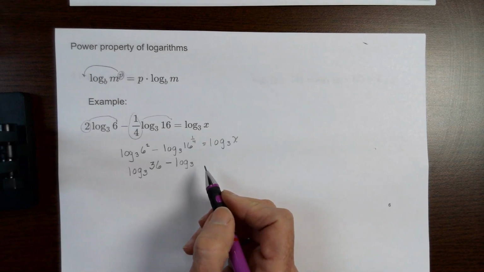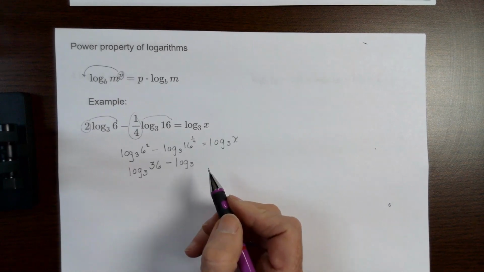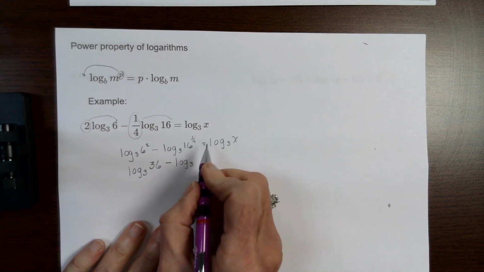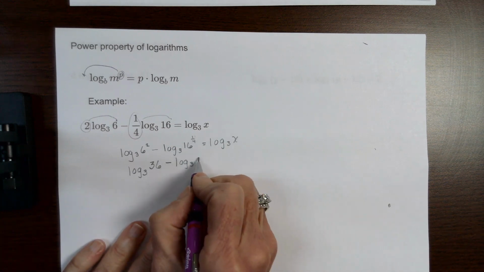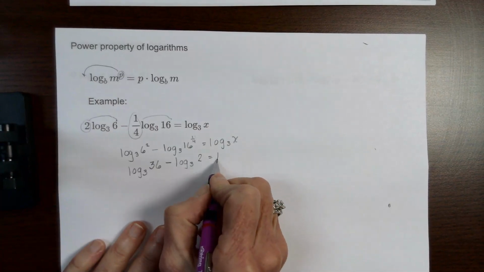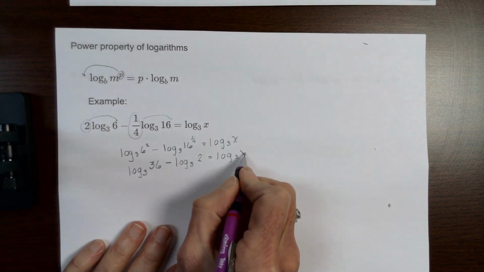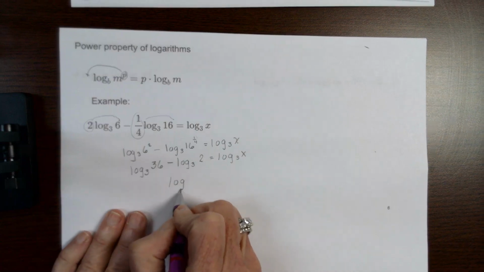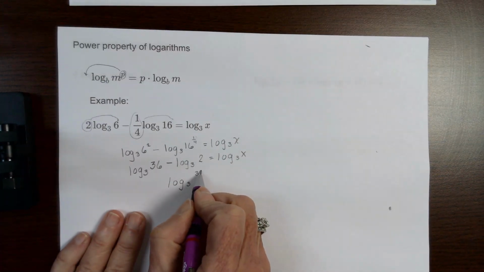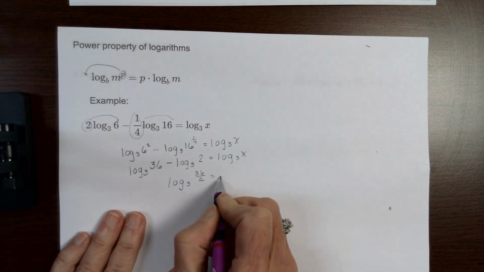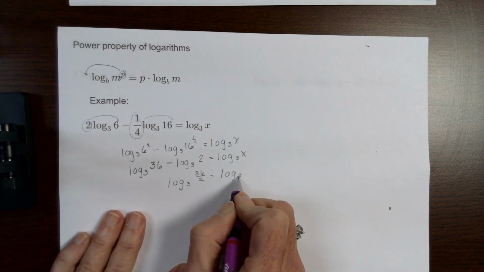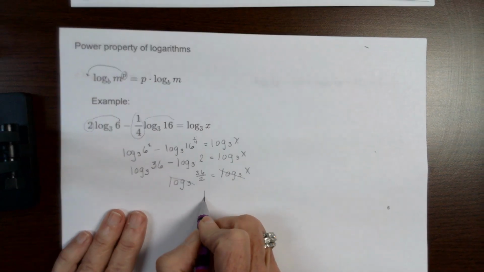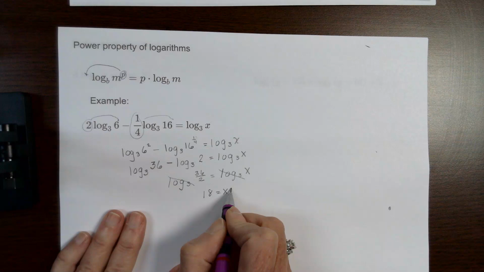If you remember right, the fraction in the exponent means that that's a 4th root. If that had been 1/2, it would have been a square root. But the 4th root of 16 is 2. So remember, this is division, so I can rewrite this as the log of base 3 of 36 divided by 2 is equal to the log of base 3 of x. The logs cancel out, so I've got 18 equals x.